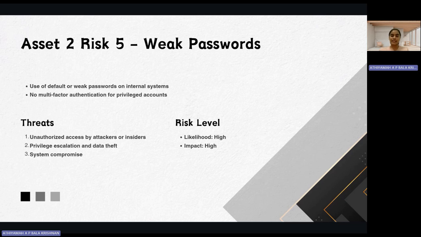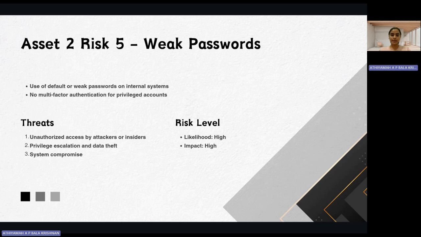Once inside, they can escalate privileges, steal sensitive information, or install malware. Weak passwords are one of the most common reasons for successful intrusions because they are easy for attackers to exploit with automated tools. The likelihood of this risk is high and the impact is high as well, since it can lead to the compromise of critical systems and data.